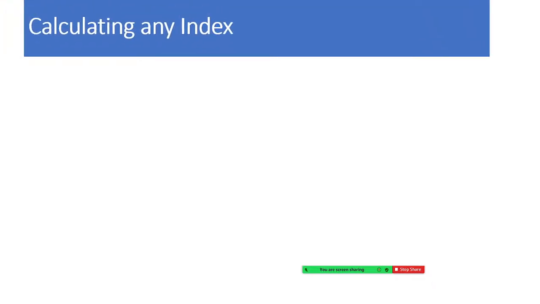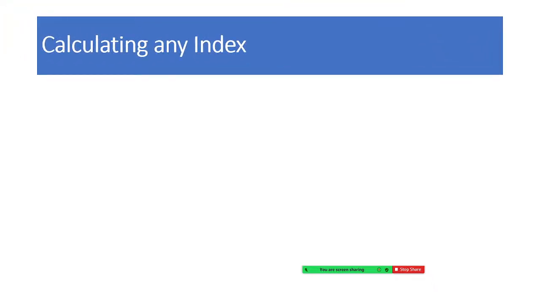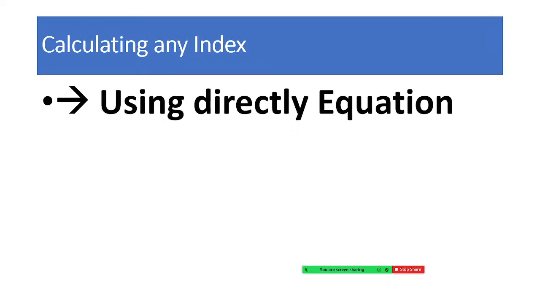Suppose we are calculating any index. When you want to calculate an index, first of all you need to know the formula of this index. Suppose you want to work with NDVI. We already know the NDVI formula is near minus red divided by near plus red. This is the equation.